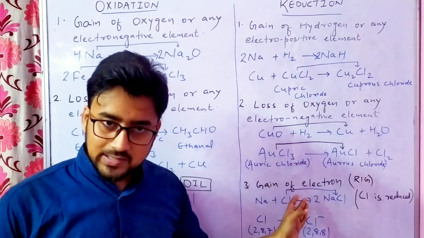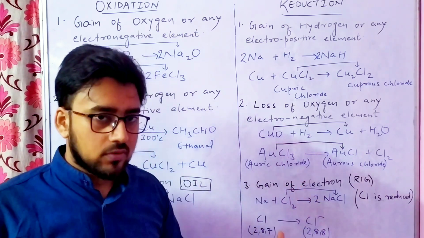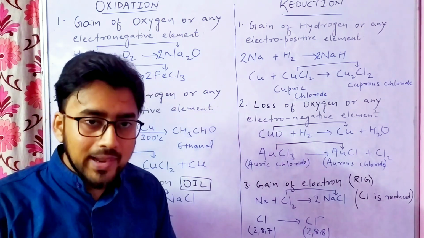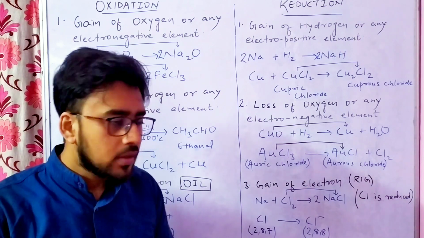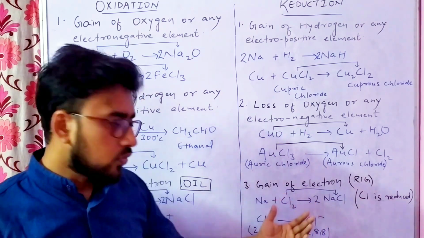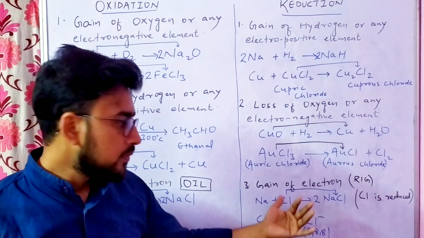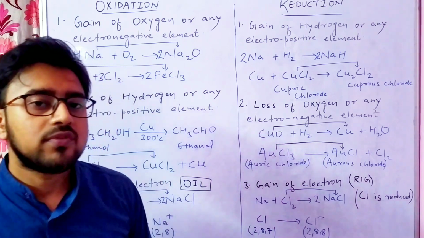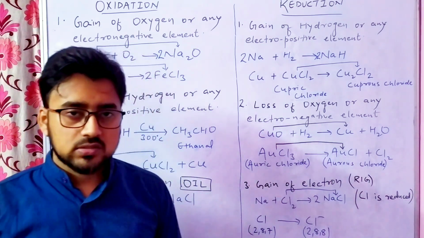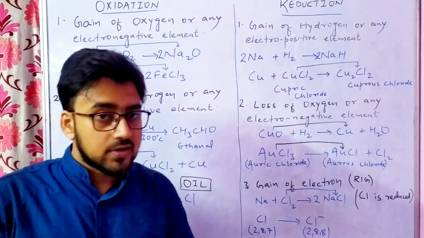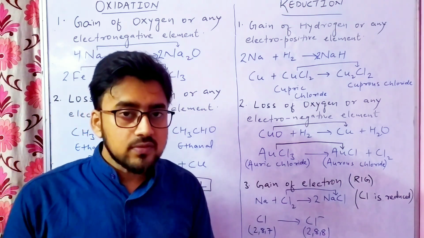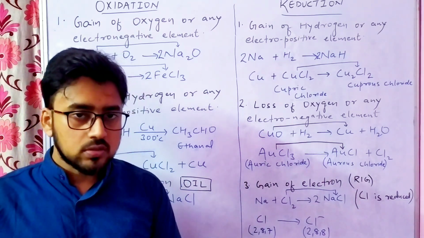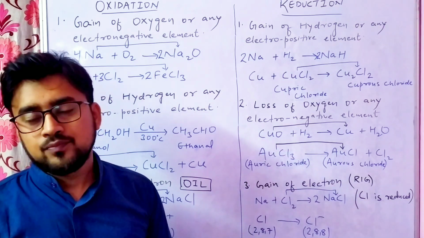And the last concept I have already discussed, that whenever there is gain of electron, then you can say it is reduction. So oxidation is OIL, that is loss of electron, and reduction is gain of electron. Sodium is losing electron, sodium is oxidized, and chlorine is gaining electron, so it is reduced. And one more thing is very important, that most of the reactions are redox reactions. What is a redox reaction? Redox means reduction and oxidation. It means that in most reactions, oxidation and reduction occur simultaneously at the same time.